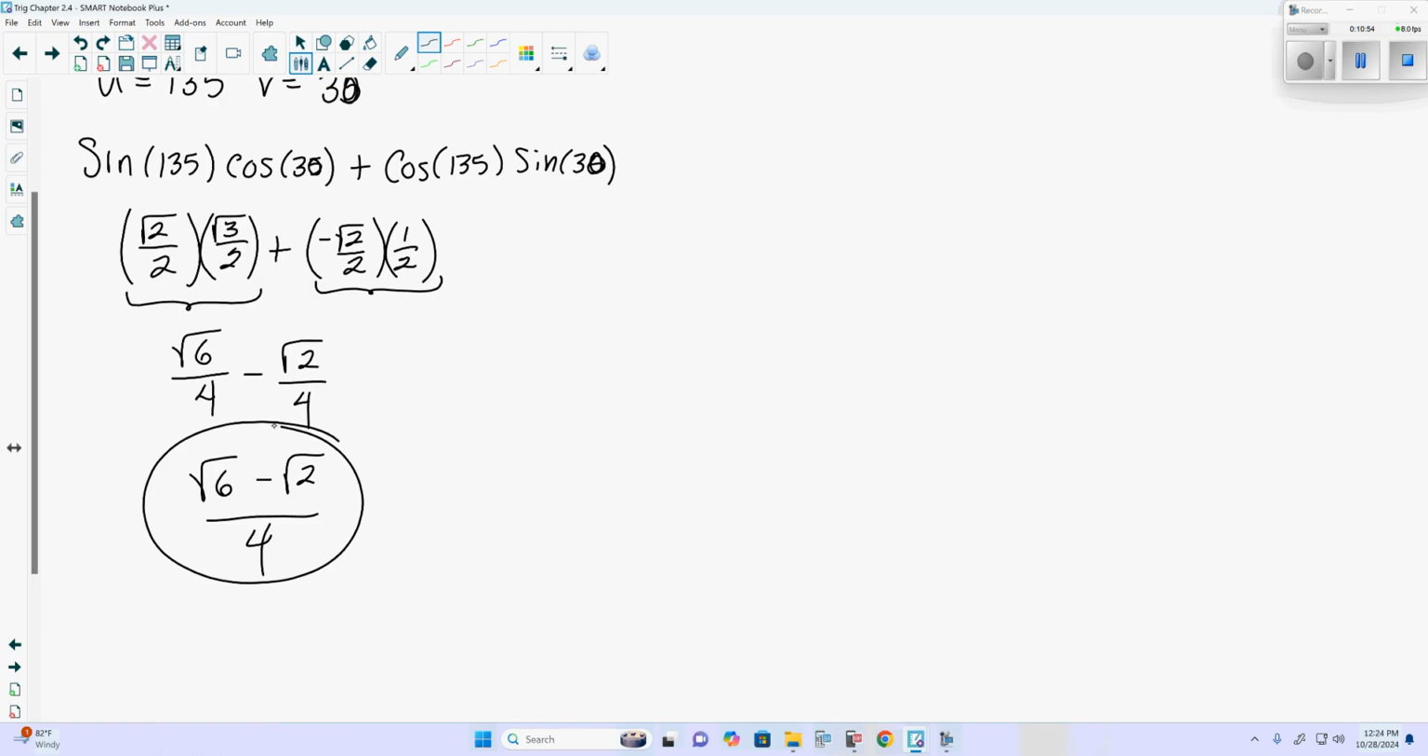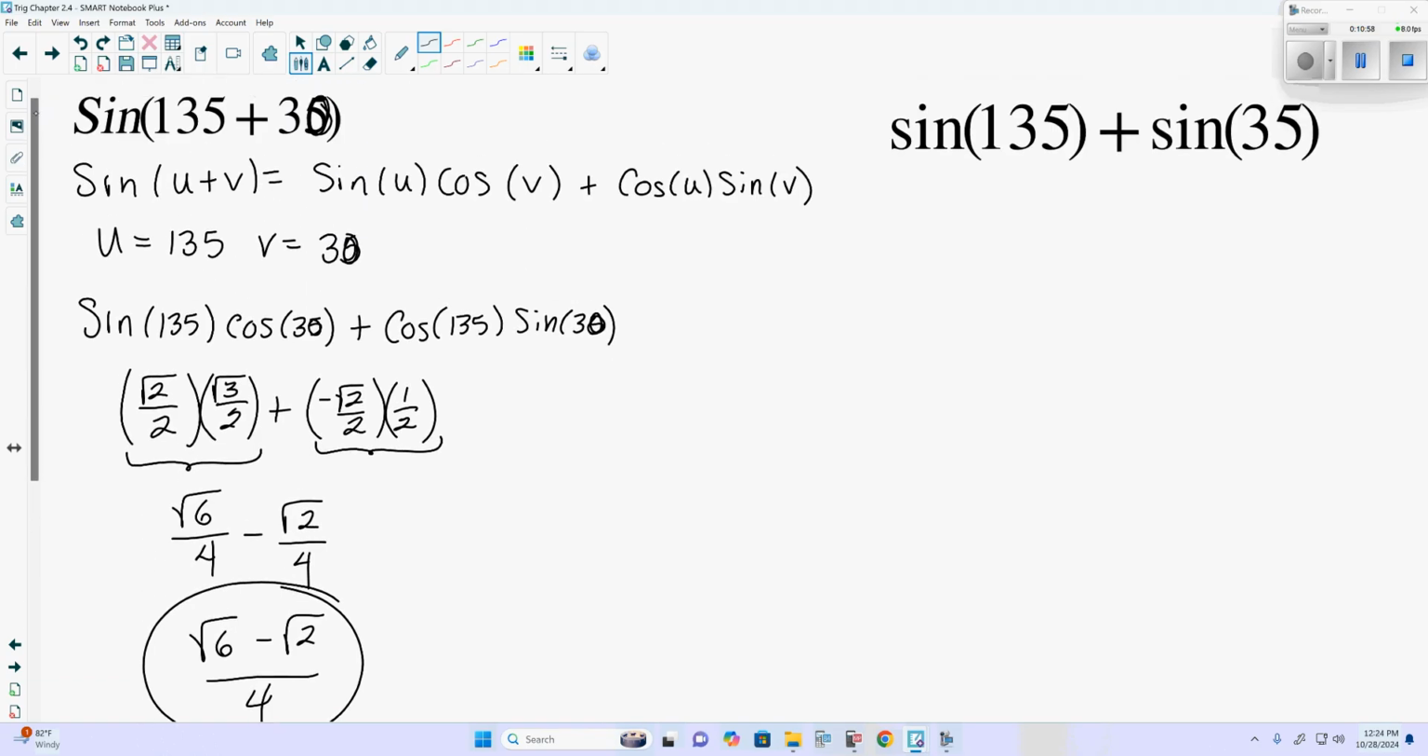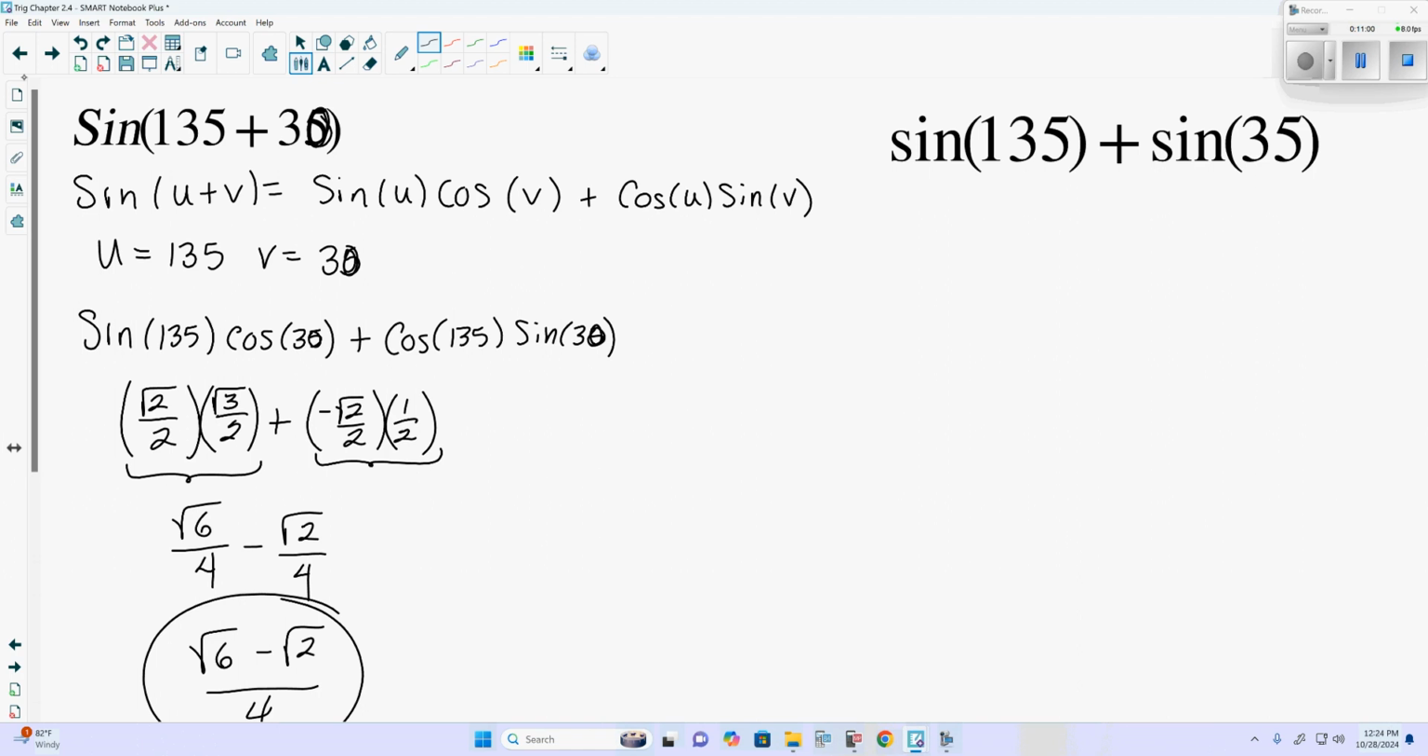Questions on this here? And obviously, just like the last one, because that's supposed to also be 30, I do definitely need to go back to fix these. It's going to give us a different answer if we just added sine of 135 and sine of 30. It would not give us the exact value of sine of 165 degrees. Questions on this here?